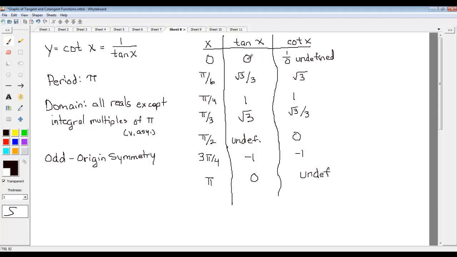Tan has an x-intercept at 0. Cotan has a vertical asymptote there. Tan is undefined, has a vertical asymptote at pi over 2. Cotan has an x-intercept there. And what happens too is like pi over 6 for tan is smaller, while for cotan it's larger. Pi over 3 is larger for tan, smaller for cotan. So while tan here is climbing, getting larger and larger, cotan is going down, getting smaller and smaller. So you have the same kinds of curves reflected and shifted when you get to cotan.